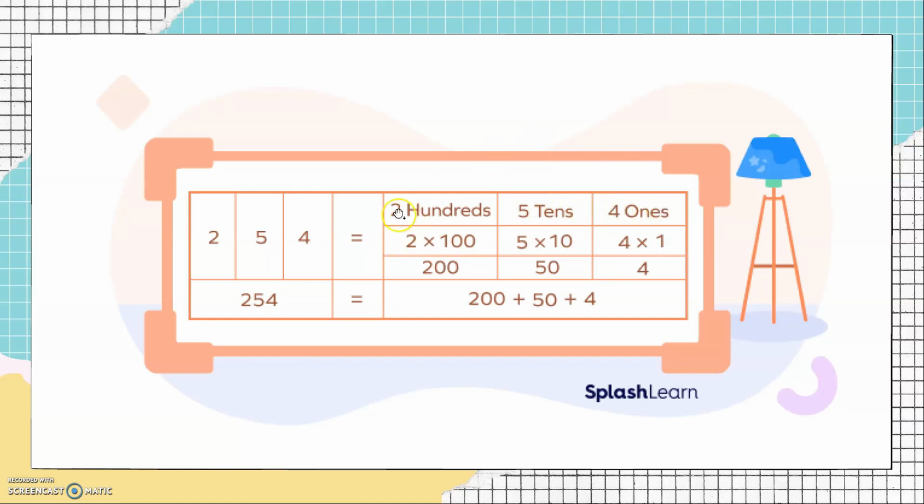We're going to multiply 2 times 100, and that will be equal to 200. We also have here 5 multiplied by 10, and we will have an answer of 50. Next is 4 multiplied by 1, and we will have the answer 4. If you are going to combine these three numbers, 200 plus 50 plus 4 is equal to 254.